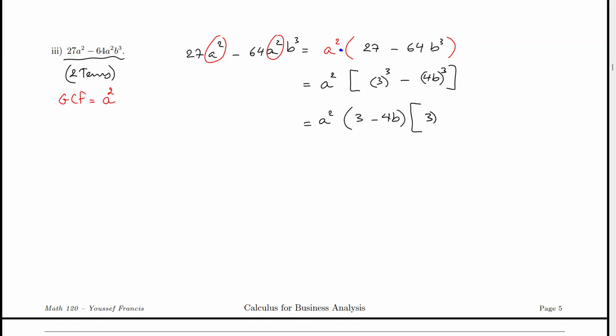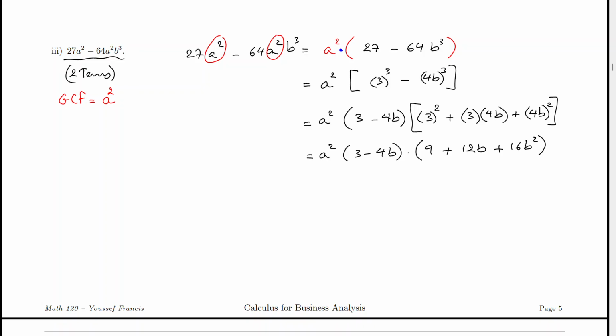Then we will have to square the 3, put a plus sign, multiply the 3 with the 4b, and finally we need to square the 4b quantity. And once we do that, we'll be completely done. So a squared, 3 minus 4b is the second factor. Then the third factor will be 3 squared, which is 9, plus 3 times 4b, which is 12b. And finally, 4b squared will be 16b squared. So this is the final answer, and we are completely done with the problem.